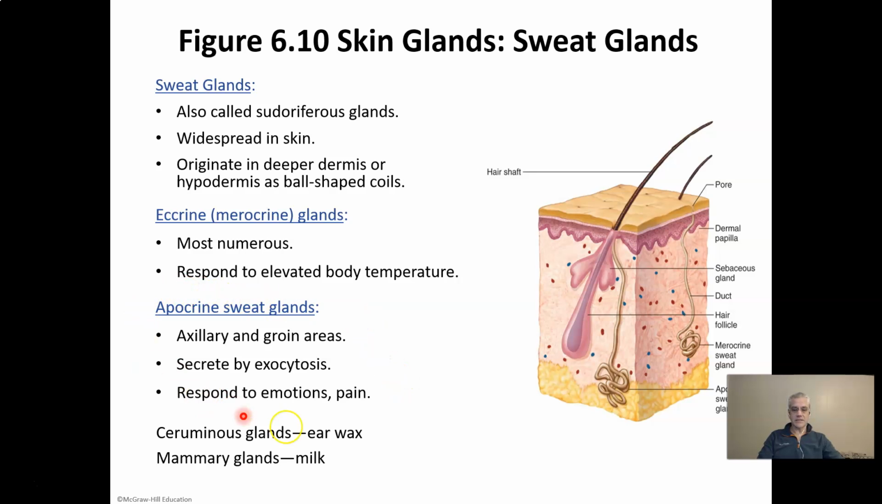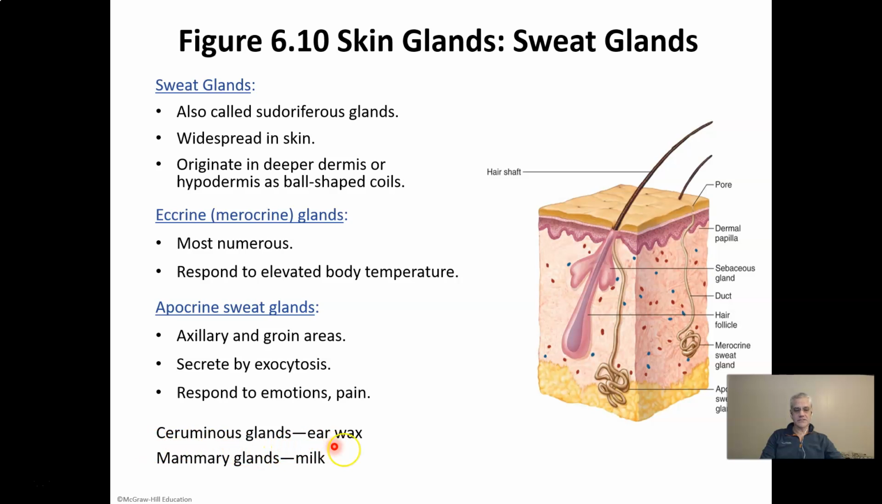These tend to have an odor associated with them, whereas most of the time a Merocrine sweat gland does not have an odor attached to it. Now, this is obviously quite variable from person to person. So I can't say there's no odor, it's just not as pungent or powerful as an apocrine sweat gland would be. You have a couple other glands.